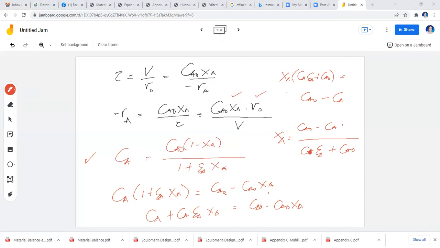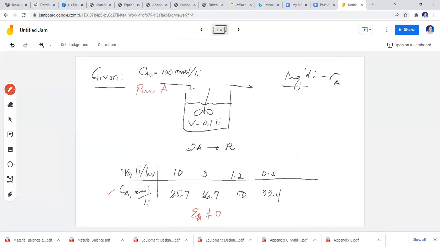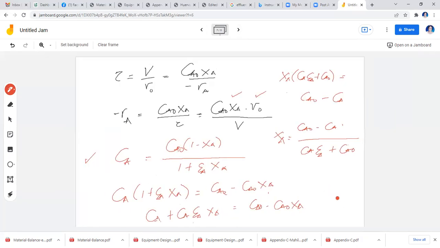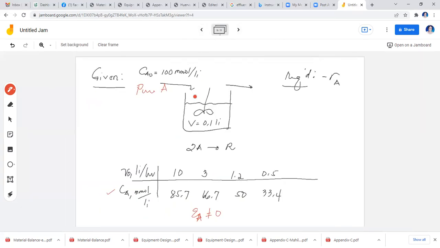So this is our XA and this will be the XA that we'll be using for each of our runs. For each of our runs, we have 4 runs here and the thing that is varying here is actually the CA. Because in each run, our CA varies, so our XA varies as well. Your epsilon A and your CAO are the same. Okay, so our CAO is 100 millimole.